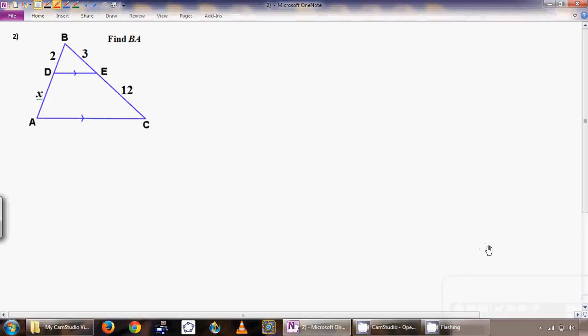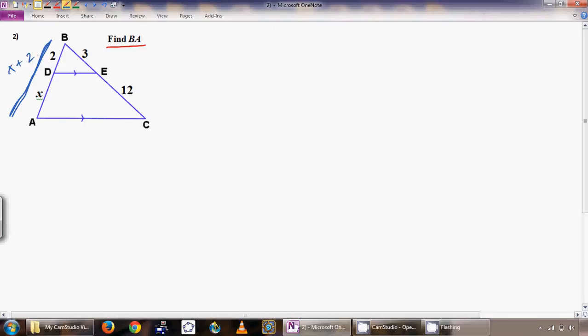Alright, problem 2. It's fairly bare bones. They just give me a diagram and they say, find the length of BA. So we are attempting to find this entire length, which right now looks like x plus 2. Let me emphasize that in red. X plus 2. When I sum those two smaller segments, they give me the total length of BA. So in order to find the length of BA, I have to find x. I've got to solve for x.